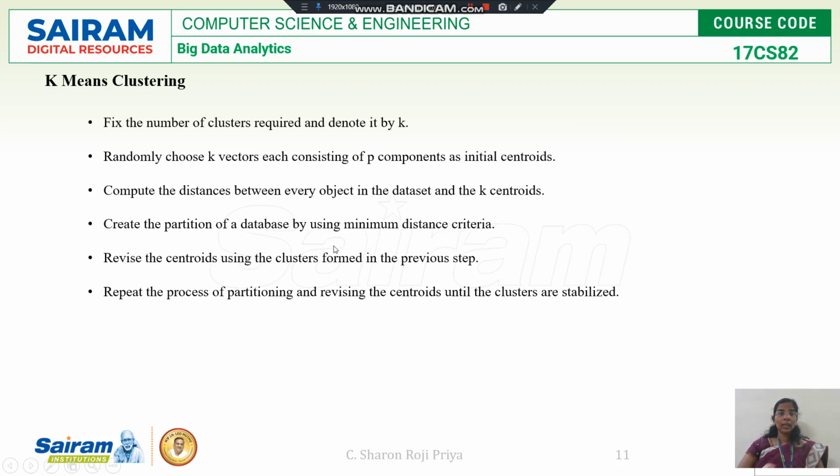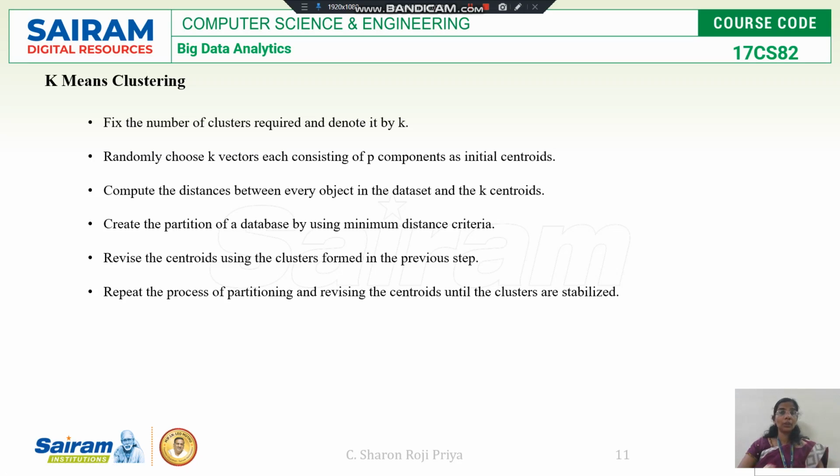And in our syllabus we'll be learning about K-means clustering. These are the steps in K-means clustering. First I have to decide the number of clusters. This number of clusters is denoted by the value K. I have to decide the K value at the very beginning itself. And then I randomly choose K vectors as the initial centroids.